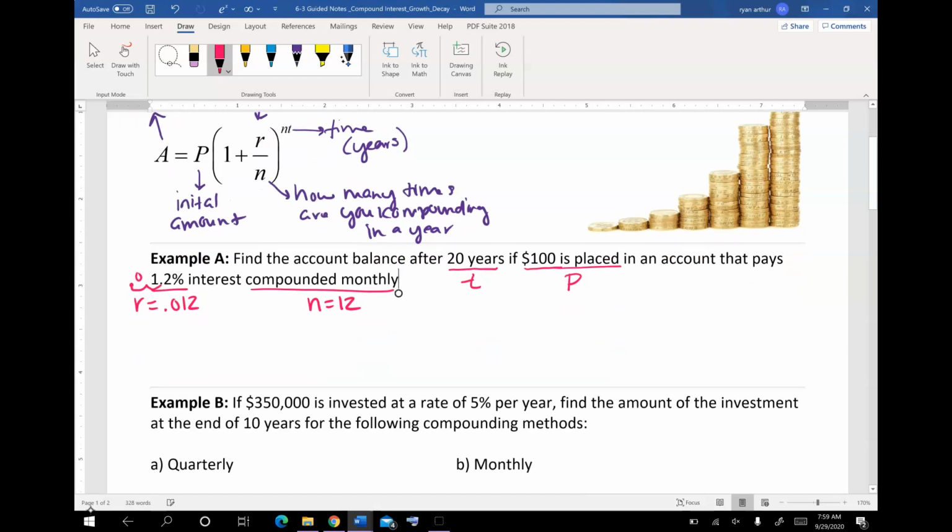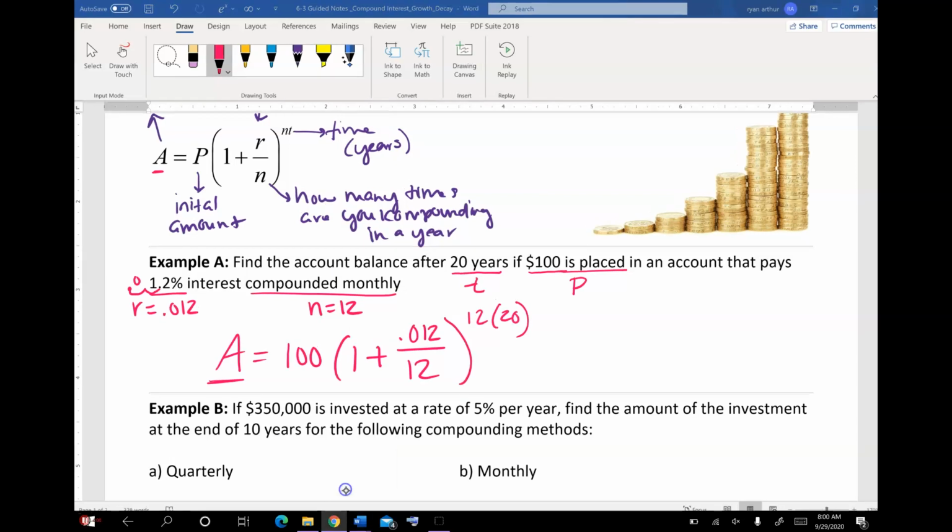So I want to find the balance, so I'm missing A. So A equals $100 times 1 plus 0.012 over 12 raised to the 12 times 20. Okay? All right, so now we have it set up. And if you look, I'm really just evaluating this, right? Because I've told you that if you have no variable on one side, you're just evaluating it in Desmos. So I go to Desmos, okay?